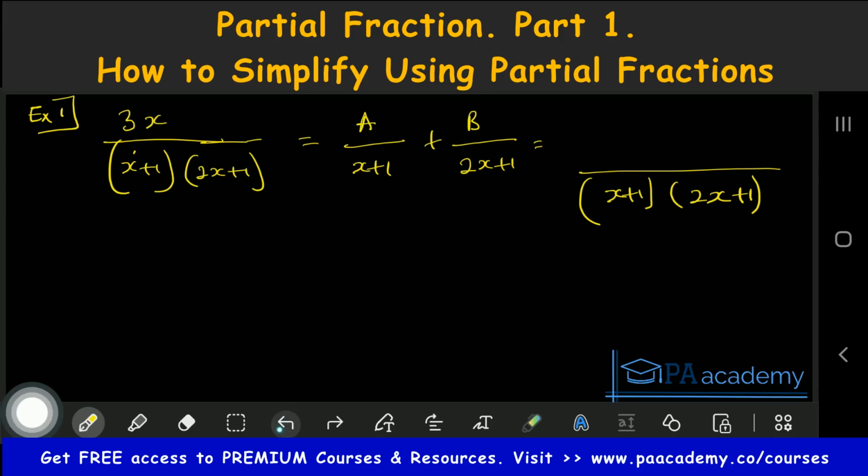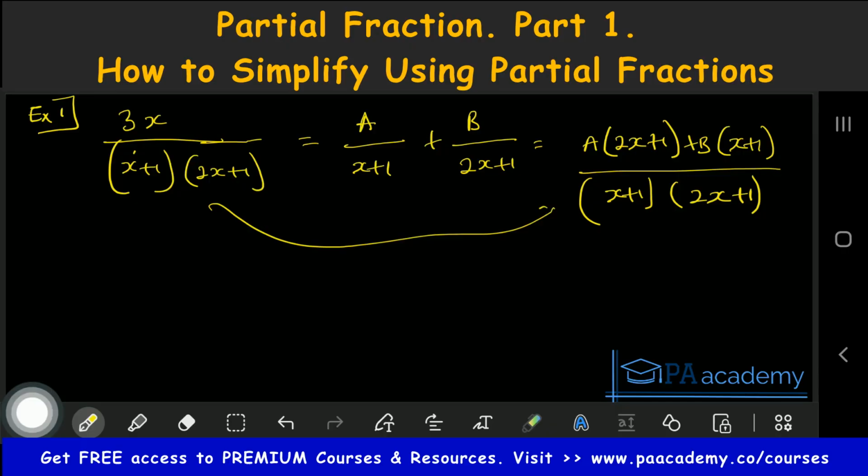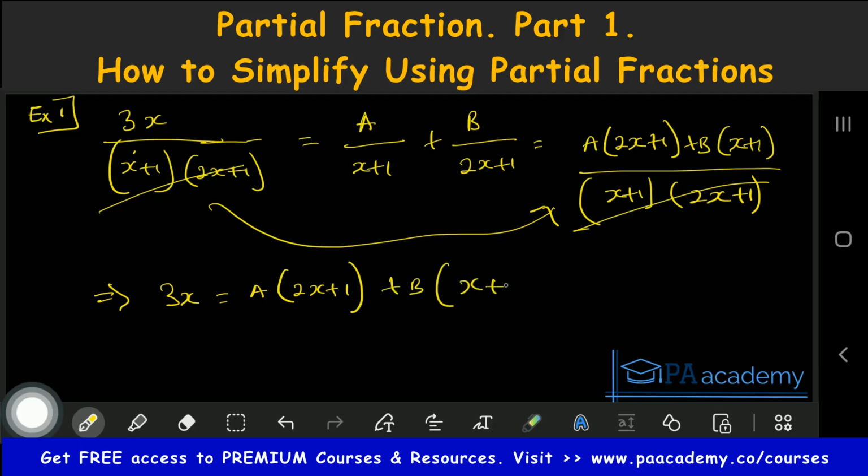That's the same way you do your LCM. So with that, you're going to be having A into bracket 2x plus 1. You do the same thing on this part too, so you're going to be having plus B into bracket x plus 1. If you equate these two together, you notice that the denominators are the same thing, so they can cancel out. With that, you're going to be having 3x equals A into bracket 2x plus 1, then plus B into bracket x plus 1.